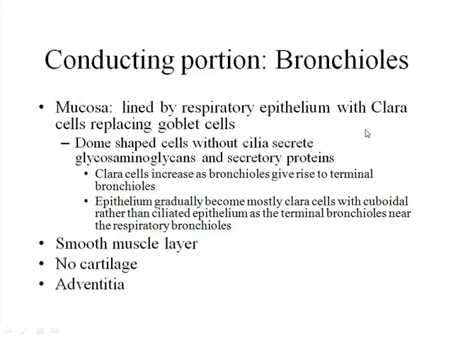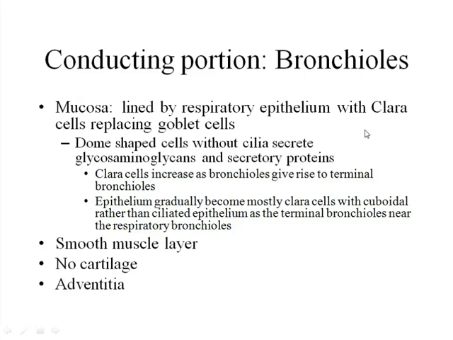They secrete glycosaminoglycans, and they are secretory proteins. These Clara cells increase along the bronchioles and give rise to the terminal bronchioles. As you go on advancing, the Clara cell number goes on increasing.